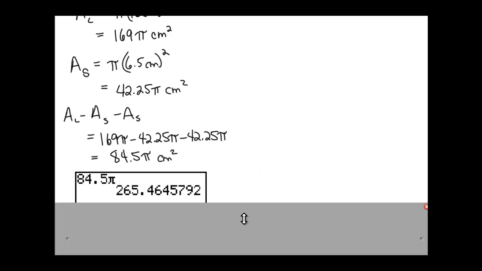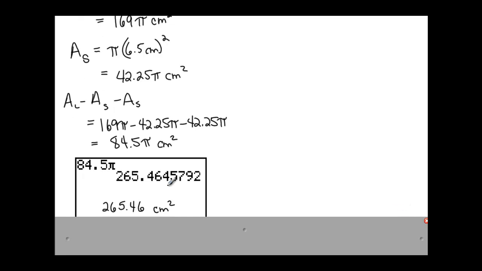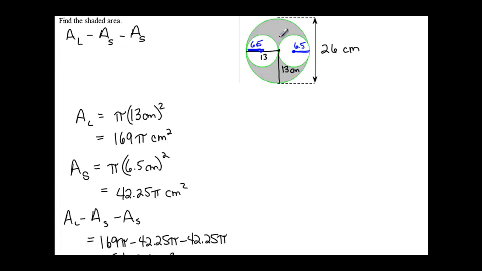265.46. We're going to round this to the hundredths place. So we need 2 decimal places. My number 4 is less than 5, so I'm going to stick with 6 and not move up. So 265.46 square centimeters would be the area of the shaded region here.